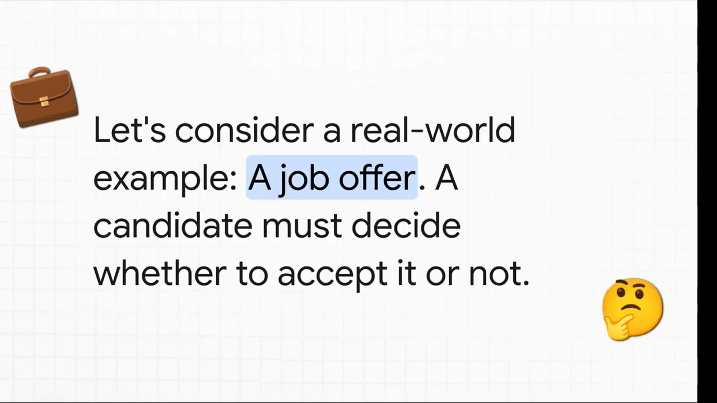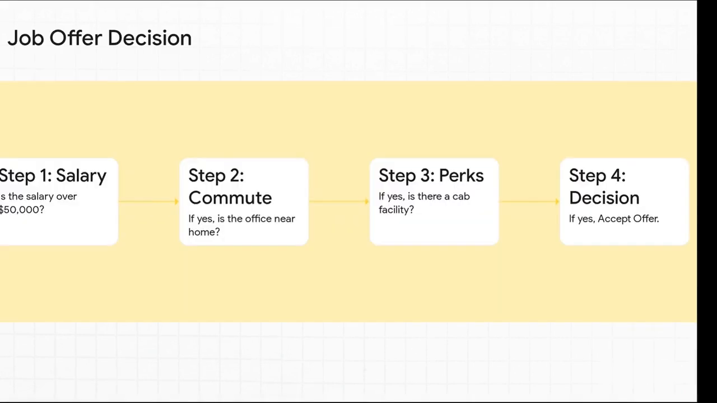Okay, let's make this totally concrete. Imagine you get a new job offer. How would a decision tree actually handle this? Well, it wouldn't just look at the whole thing at once. It would start breaking it down into a series of key questions. So first, the tree asks about the money. Is the salary over $50,000?